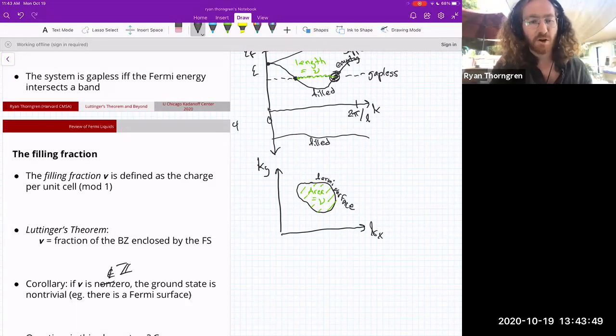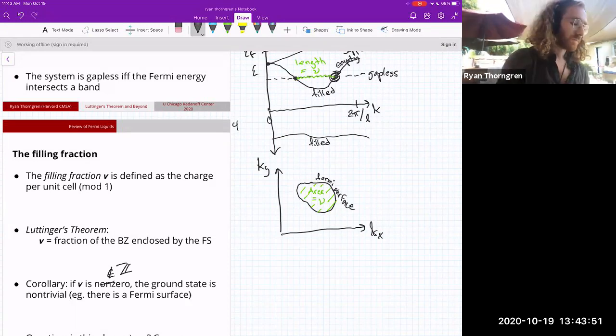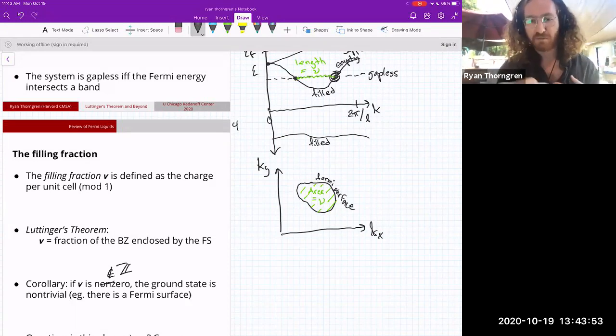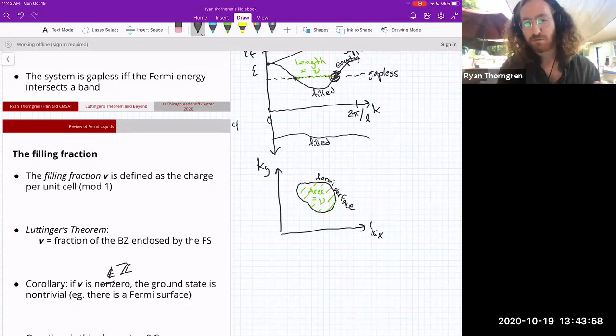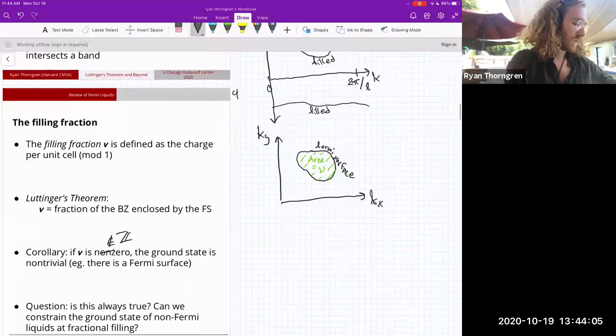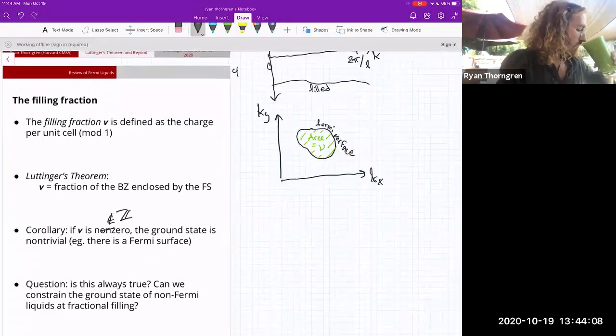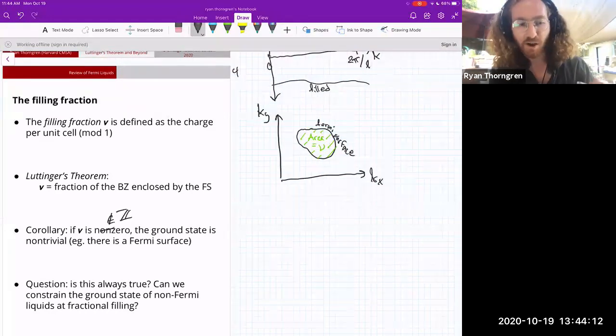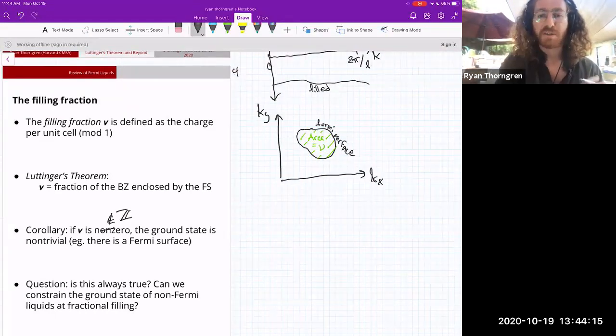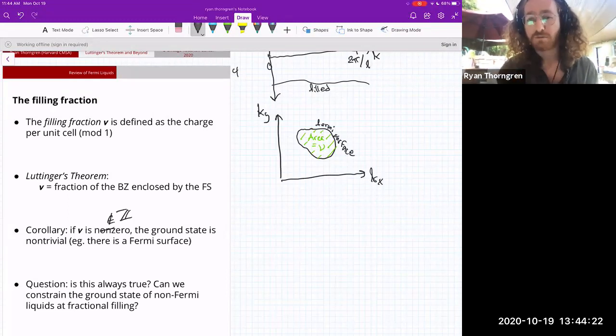And we would like to know if this corollary persists, if it remains true in systems more general than Fermi liquids, or more general than you can access by perturbation theory around Fermi liquids. So in particular, we're interested in maybe non-Fermi liquids, metallic states that exist at generic filling fraction, but which we don't know how to define a Fermi surface.